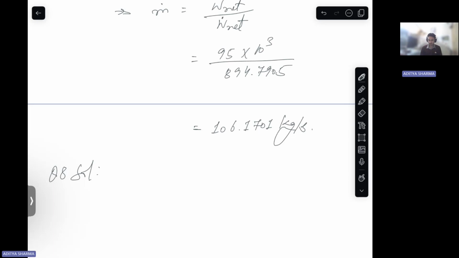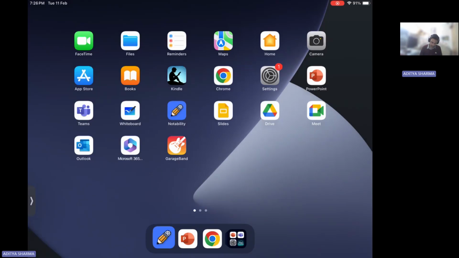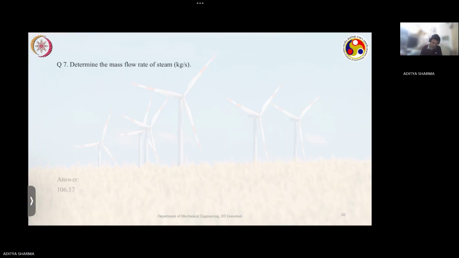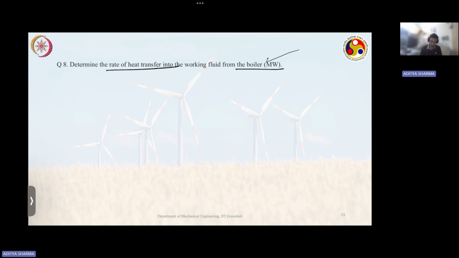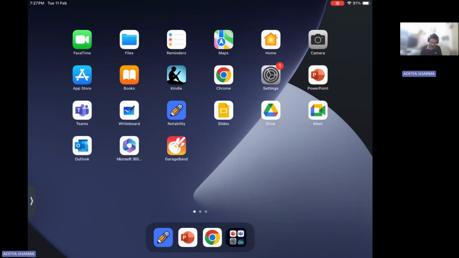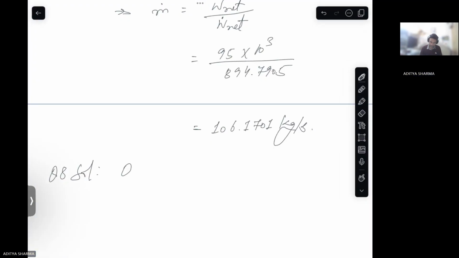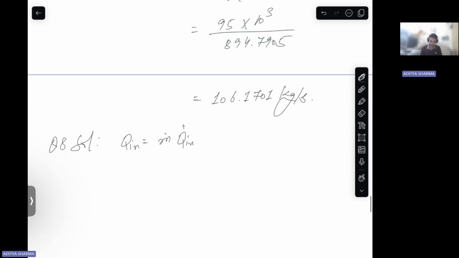So the same way, now you want to find out what? So this is your mass flow rate. Now you need to find the rate of heat transfer. How can we find it? So we will multiply the mass flow rate with Q dot in. So this you will do.